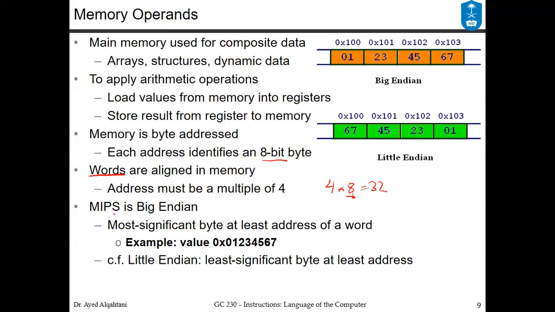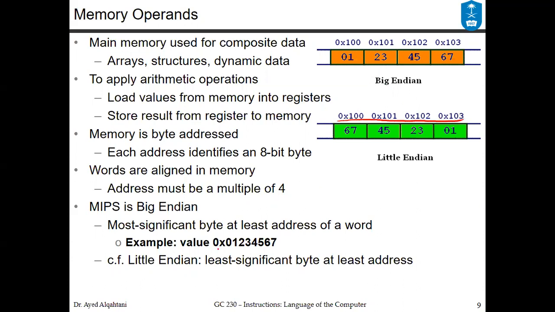Now, MIPS is big endian. To understand this, any machine is going to be either big endian or little endian. If you have this value, for example, 0x01234567, with digits from 0 up to 7, and you have the locations starting from 0x100, 0x101, 0x102, and 0x103. Similarly here, it's from 100 up to 103.